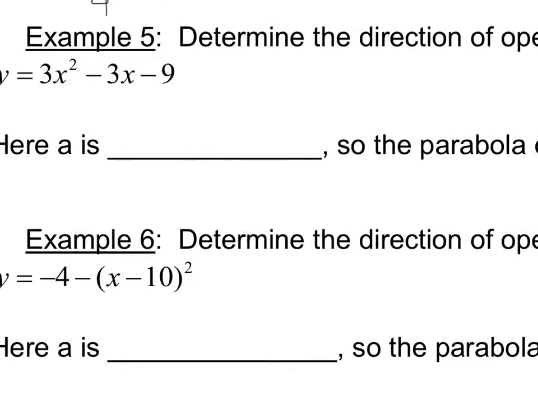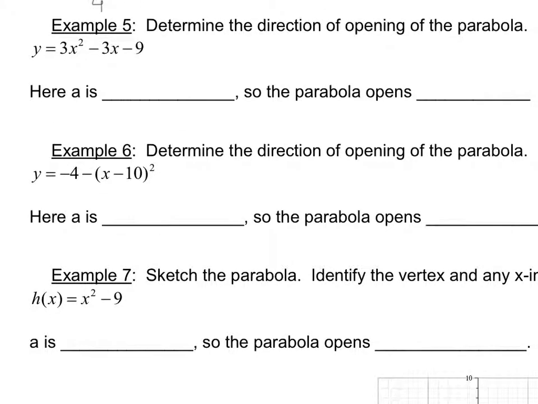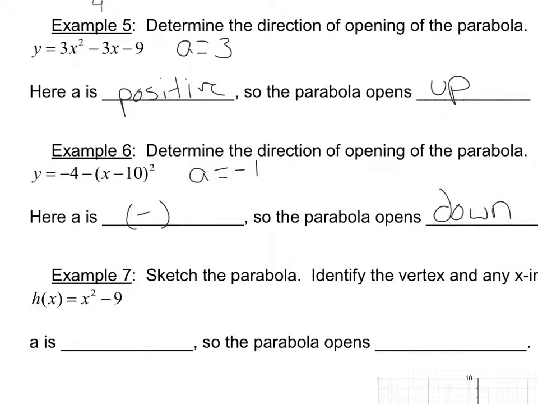So it says, determine the direction of the opening of the parabola. So that means look at A. What does A equal? There's all these words here, but here A is, so A equals positive 3. So it's positive. So that means it opens up. In example 6, A is negative 1. So A is negative. That means it opens down.